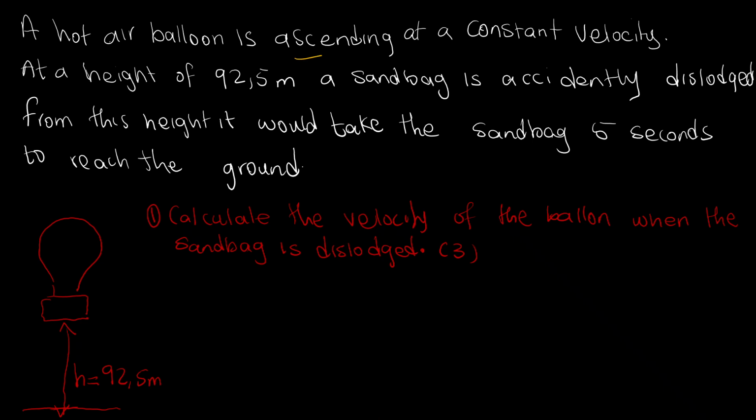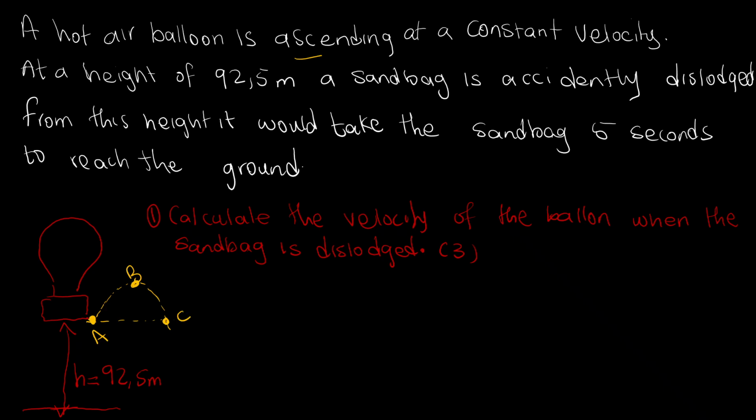So at a height of 92.5, we drop a sandbag. Now what I need you guys to understand is that if something is moving up and we drop an object on an object that is going up, so let's say we drop that sandbag at this point, let's call that point A. The sandbag, before it goes down, will start going up. Then it will come back to this point, so we can call this B, we can call this C.